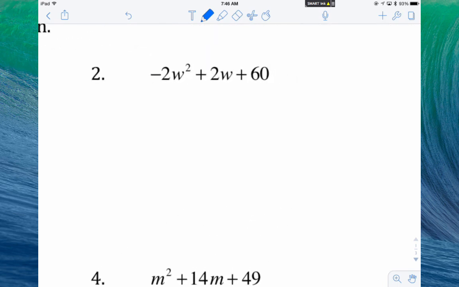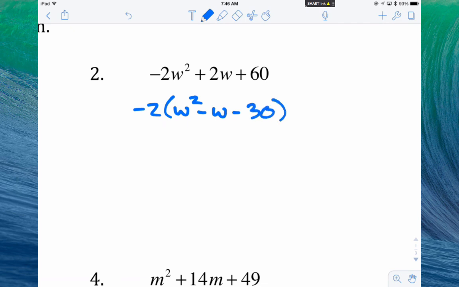Okay. Is this in standard form? Yes. Are there any common factors? Yes. It appears that 2, or even better, negative 2, is something that we can factor out from this trinomial. So I'm going to factor this as negative 2 times the quantity of w squared minus w minus 30. So now what we're really looking at is this remaining trinomial.